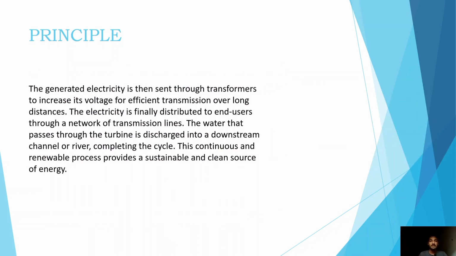Now the generated electricity is sent through a transformer to increase its voltage for efficient transmission over long distances. The electricity is finally distributed to end users through a network of transmission lines. The water that passes through the turbine is discharged into a downstream channel or river, completing the cycle. The continuous and renewable process provides a sustainable and clean source of energy.